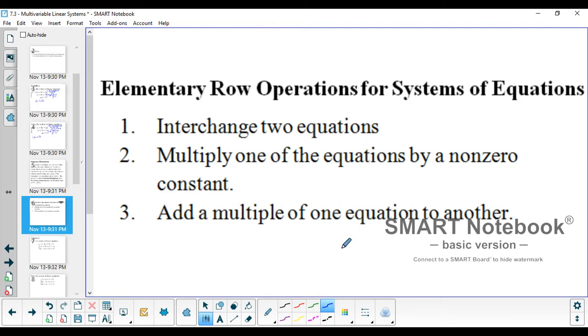We're allowed to interchange two equations. So if we want to move the third equation up to the top and put the top equation down at the bottom, that's perfectly fine. We are allowed to multiply one of the equations by a non-zero constant, right? And we are allowed to add a multiple of one equation to another equation.